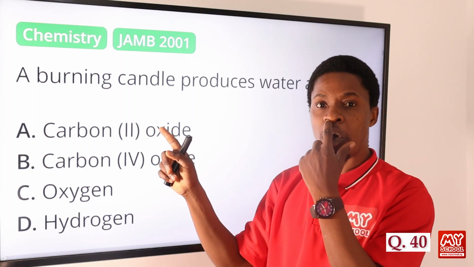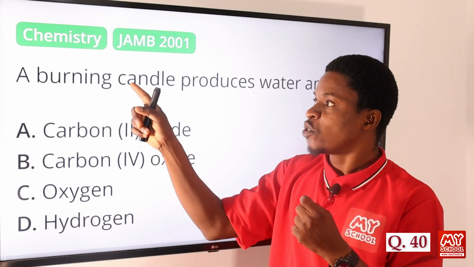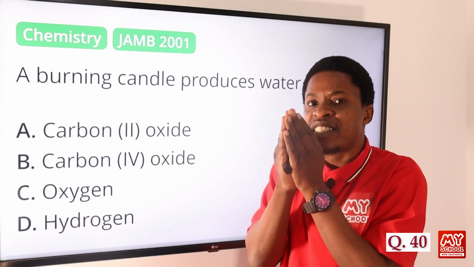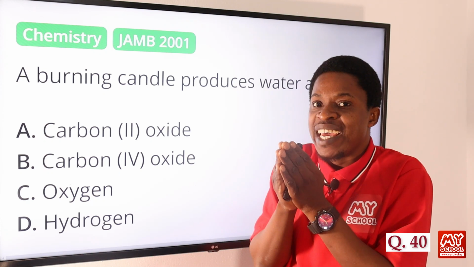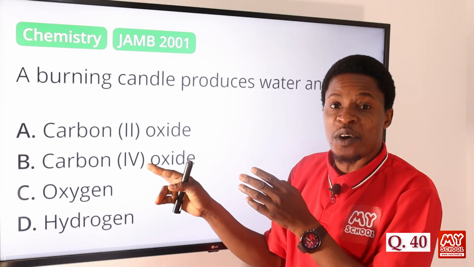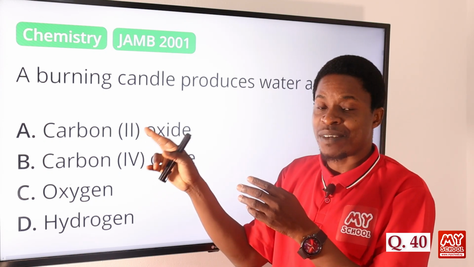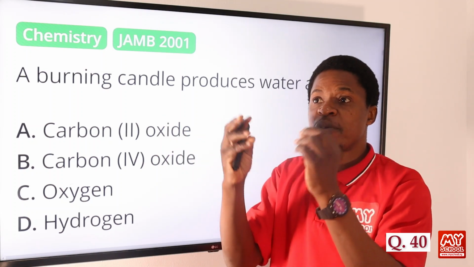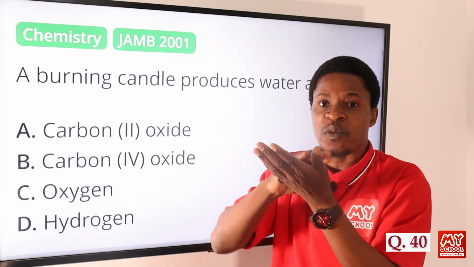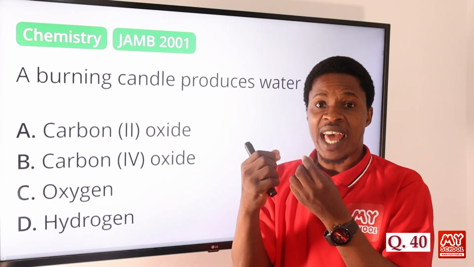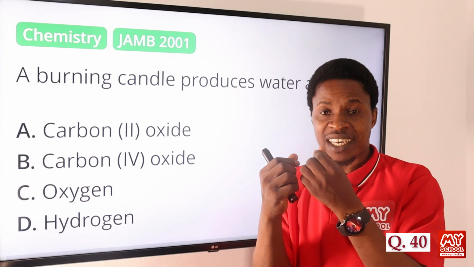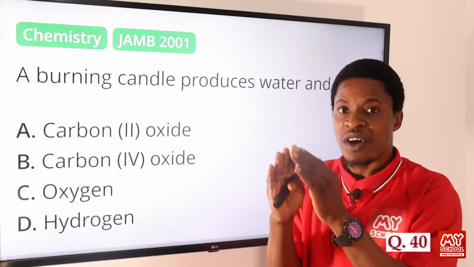Now it would have been different if the candle is burning with a limited supply of air. If it's a limited supply of air, we are not going to have much carbon dioxide. What we'll be having more of will be soot, like coal, charcoal, the black soot. That's what will be forming more at that point.